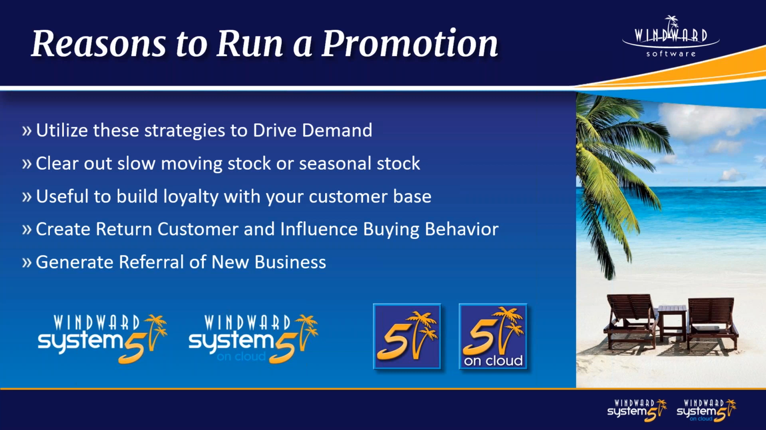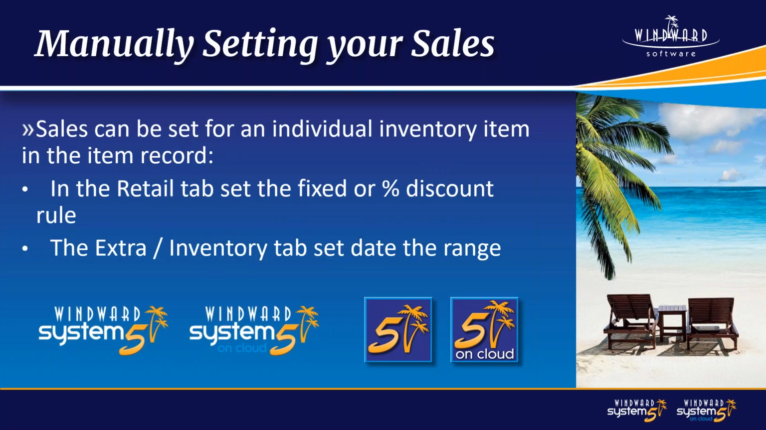Before I proceed to discuss promotions, let me briefly discuss how to manually set your sales. You can set your sales for an individual inventory item in the item record. You just need to go to the retail tab and set the fixed price or the discount rule there. And you can also set the sale date range on the extra tab.